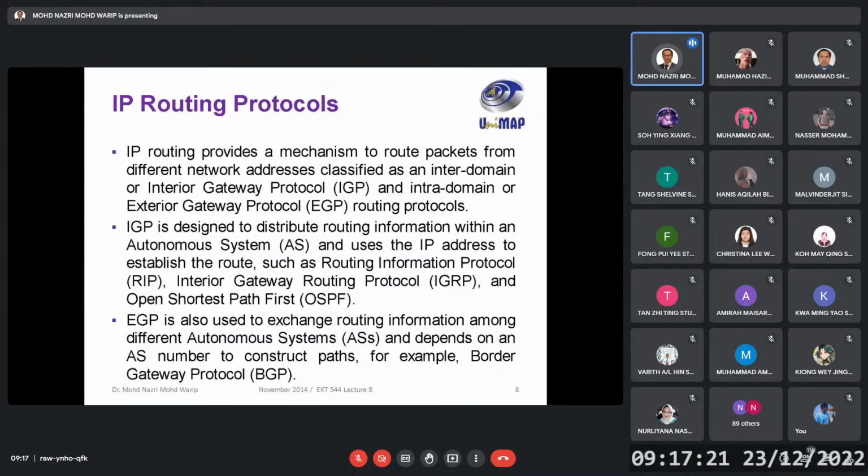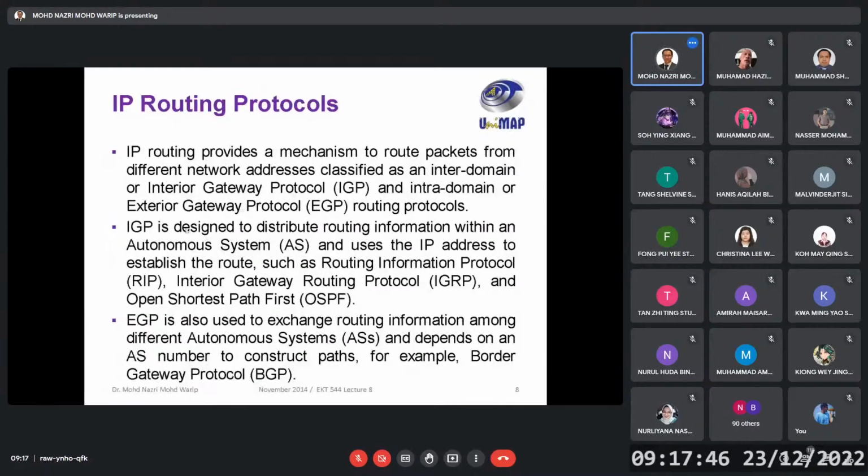For example, one is class A, 10.1.1.1, and another one is class B, for example 173.1.1.1. So different networks, right? Or it could be 10.1.1.1 routing to 10.2.2.2 also, as long as it is a different network. So that's the function of IP routing.